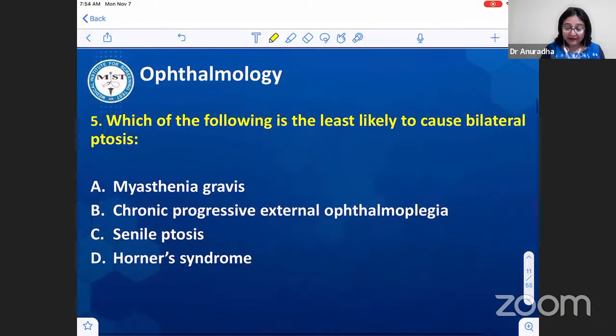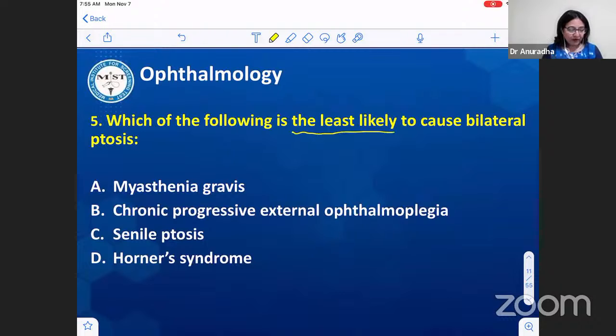Which of the following is the least likely to cause bilateral ptosis? So what do we mean by ptosis, friends? The drooping of the eyelids. Least likely: again, please remember this statement, which is not the common cause of bilateral ptosis.